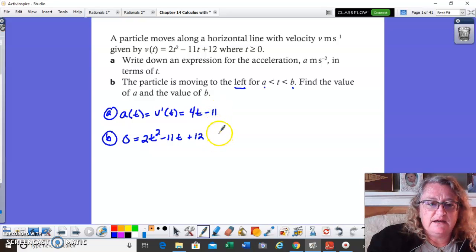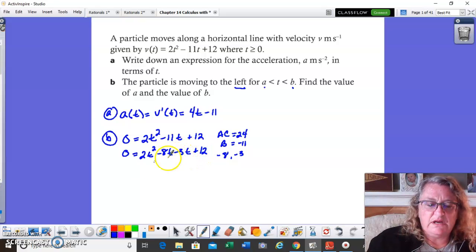So I need A times C is equal to 24. That's 2 times 12. And B is equal to negative 11. I need two values that multiply to 24 and add up to negative 11. And I see negative 8 and negative 3. So I'm going to substitute those back in. So I have 2t squared minus 8t minus 3t, and that replaces the negative 11t plus 12.